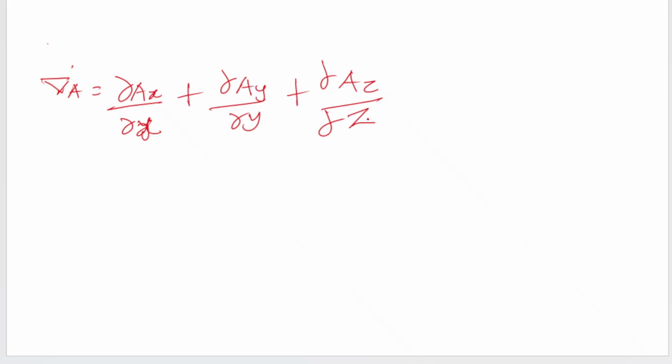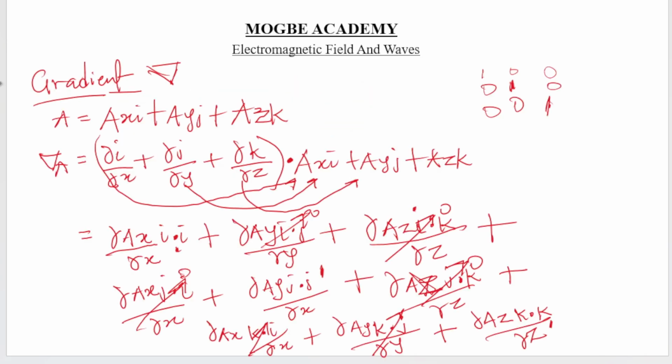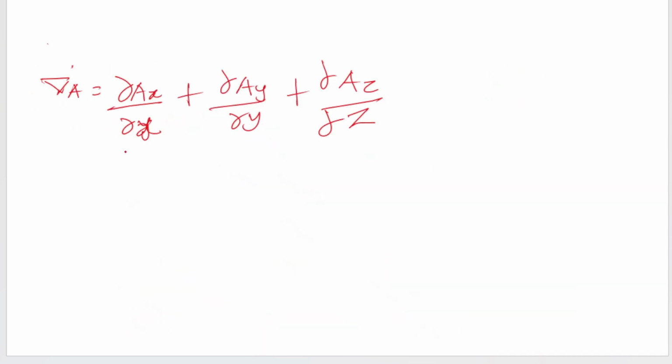So what are you seeing? You are basically seeing the partial derivative of the vector with respect to the magnitude. Here you are seeing partial derivative of the vector with respect to the magnitude. Here you are also seeing partial derivative of the vector with respect to the magnitude. So what is that telling you? That is telling you that when you get the gradient of a vector, you will simply have a scalar as your answer.